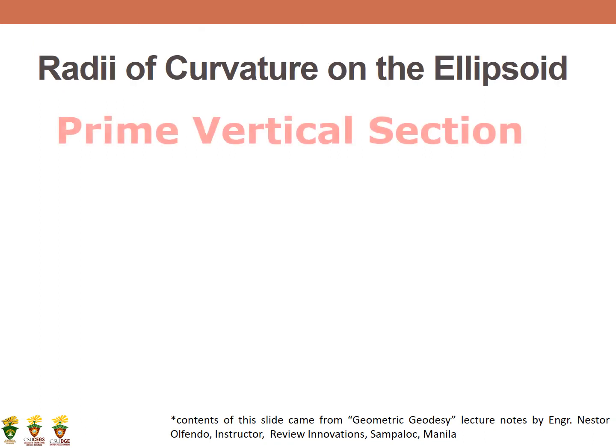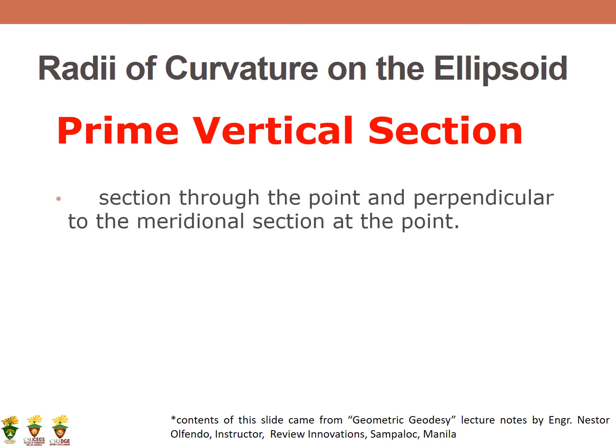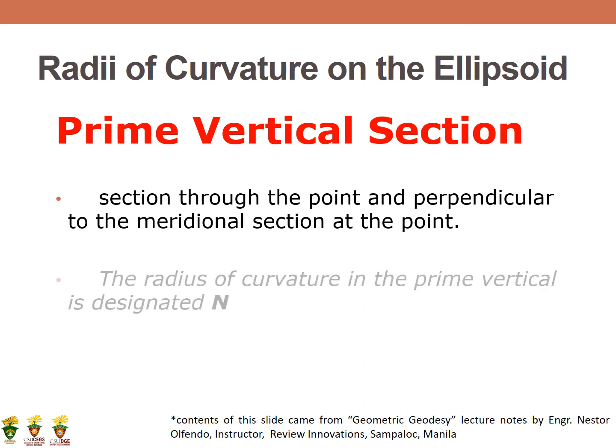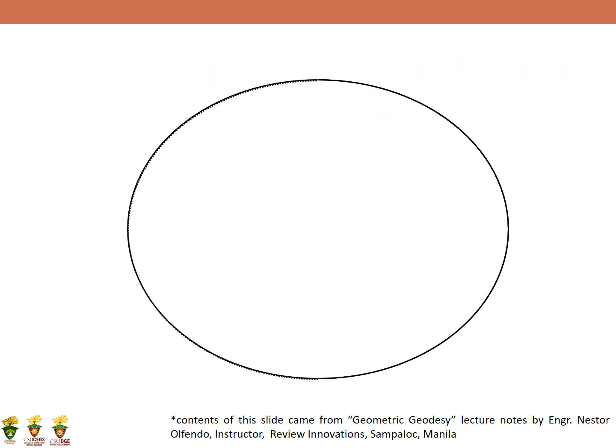Next is the prime vertical section. Earlier was the meridional section, and now it's the prime vertical section. The prime vertical section is a section through the point and perpendicular to the meridional section at that point. It's just perpendicular to the meridional section from earlier. The radius of curvature in the prime vertical is designated by a big letter N. So the meridional is M, and the prime vertical is N.